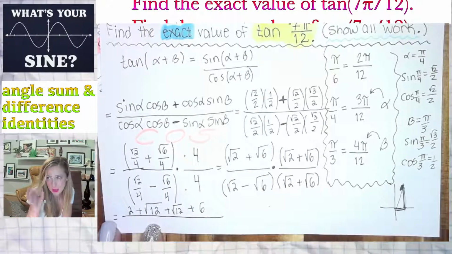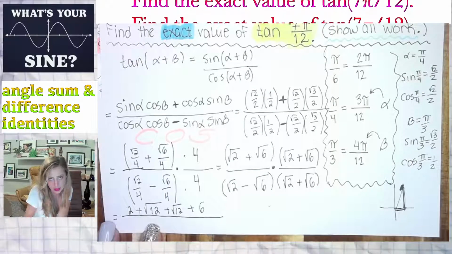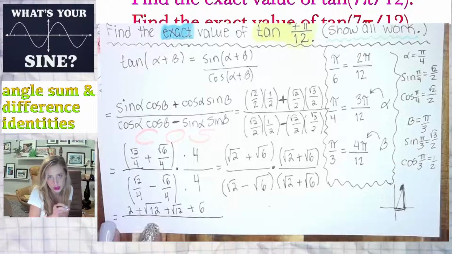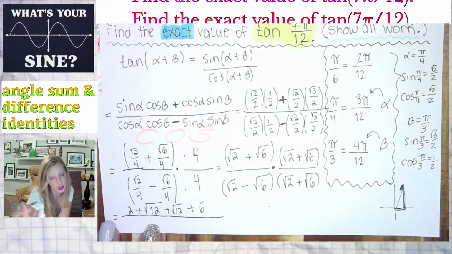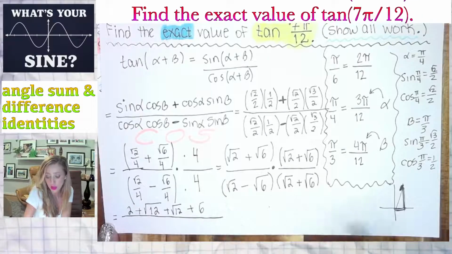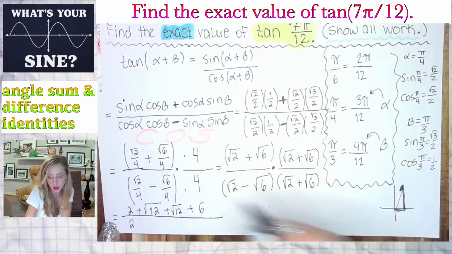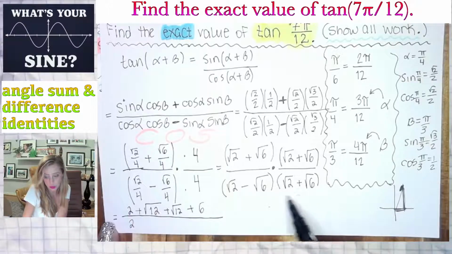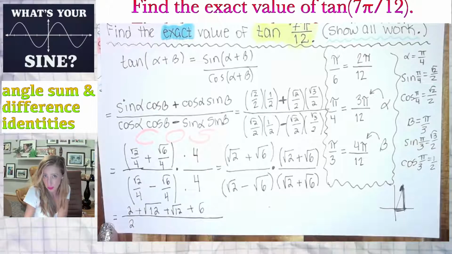They're conjugates. That means the outer and inner will cancel one another out, and you will only have to deal with the first and the last. Just be careful. Watch the sign of the last. First times first, it's going to be very similar. It's 2. Outer is positive root 12. The inner is negative root 12. Bye-bye.